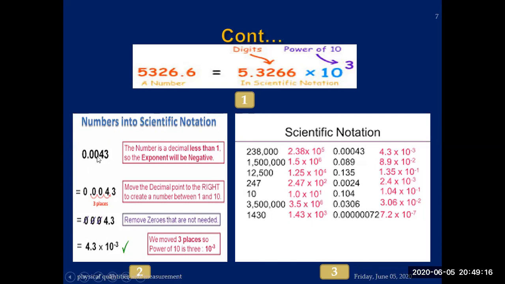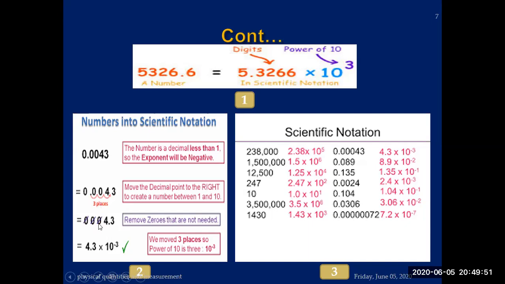0.0043. Look, this one has 0 before the point. Again, you have to convert it. How many steps have you taken? The number is a decimal less than 1, so the exponent will be negative. So what will you do? Move the decimal point to the right to create a number between 1 and 10. You are moving the decimal point to the right, between 4 and 3, changing the leading digit from 0 to the non-zero digit 4.